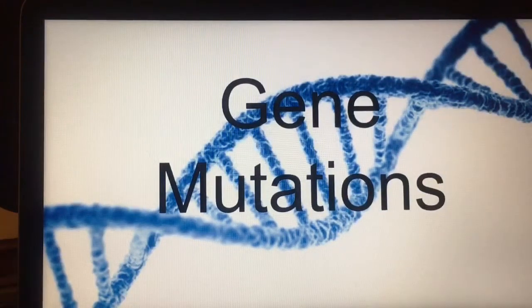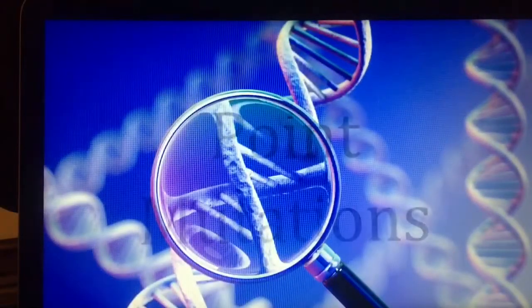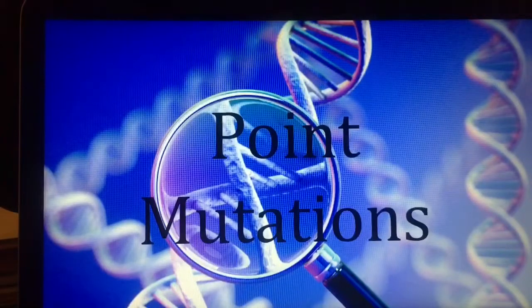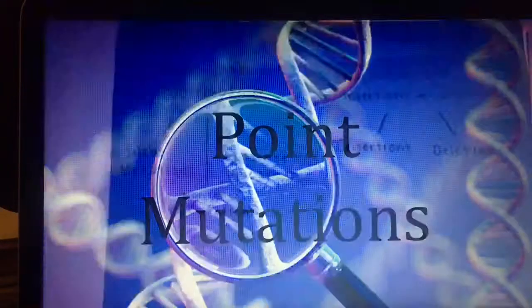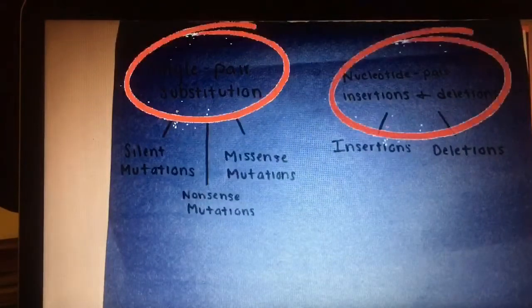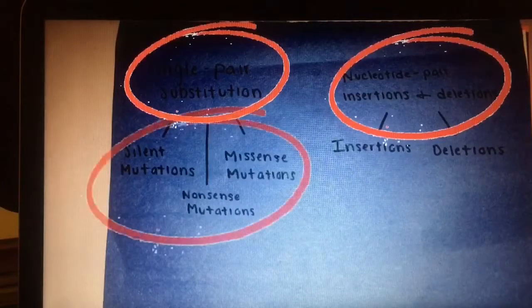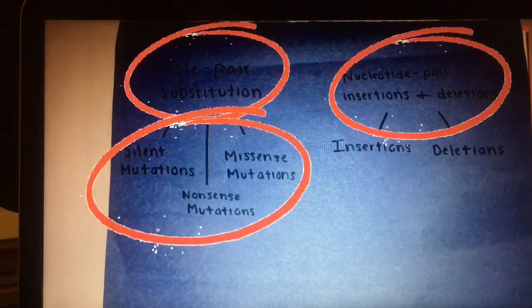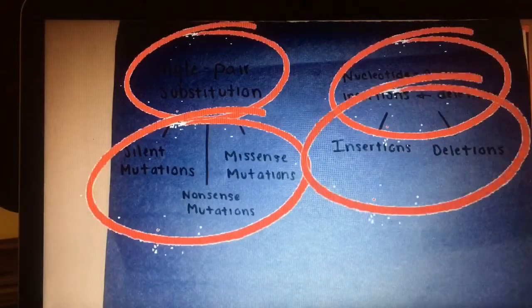In this segment, we will be going into depth on small-scale mutations, known as point mutations. A point mutation is a change in a single nucleotide pair in a gene. There are different types of point mutations: single nucleotide pair substitutions and nucleotide pair insertions or deletions. Single nucleotide pair substitutions include silent mutations, missense mutations, and nonsense mutations. Nucleotide pair insertions and deletions include insertions and deletions.